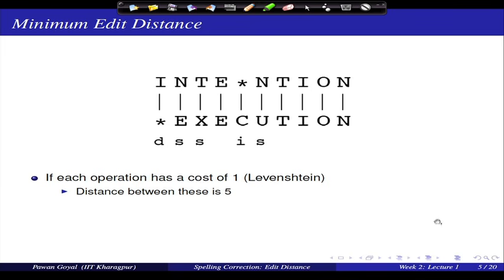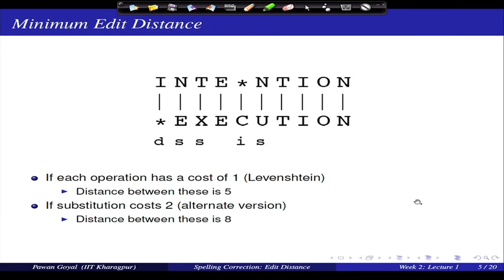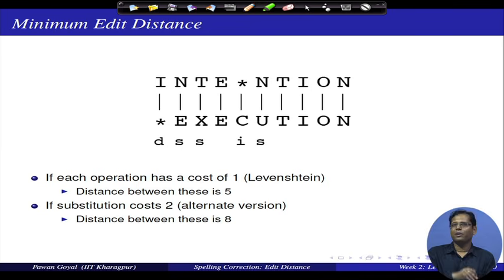Now I may also use another variant where the substitution has a cost of 2, because this is 1 insertion and 1 deletion. So if I take substitution cost as 2, what will be the edit distance between the 2 strings? Then I have 1 plus 1 for 1 insertion, 1 deletion, plus 3 times 2 for 3 substitutions, so that will be 8.